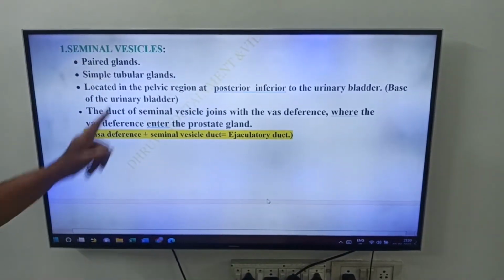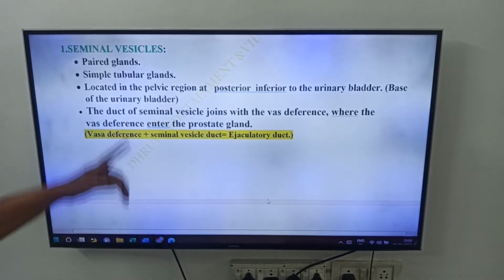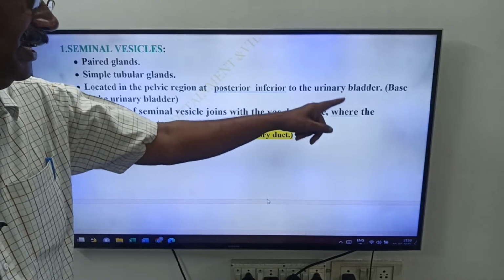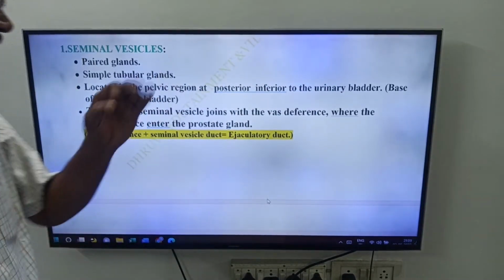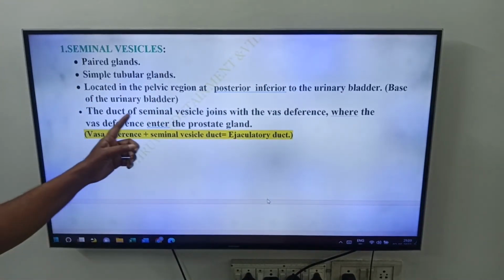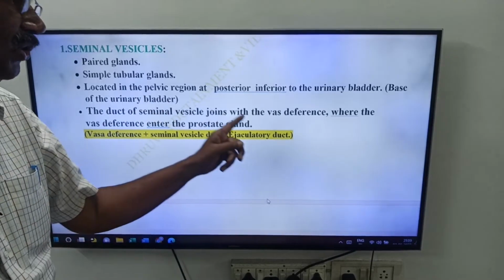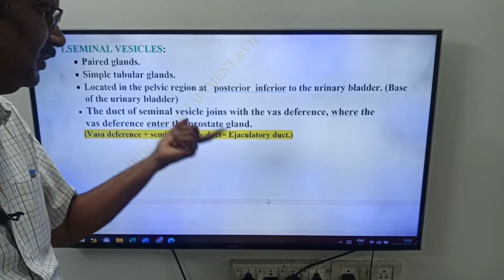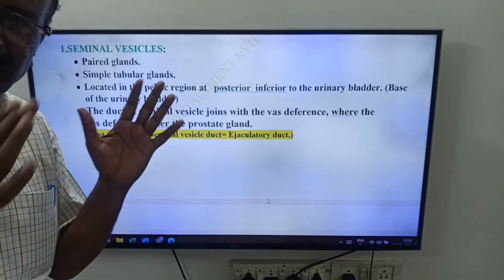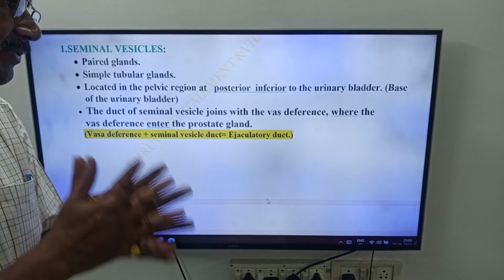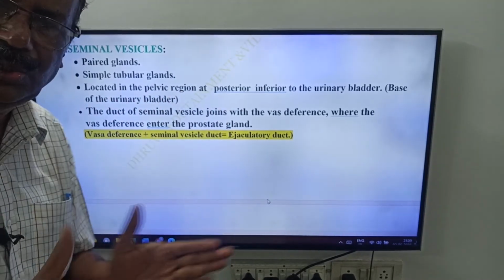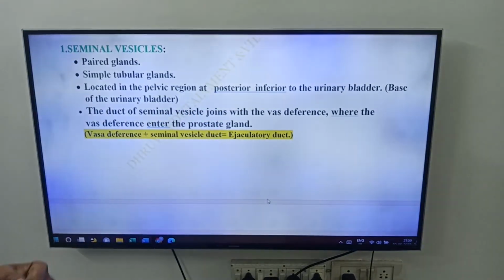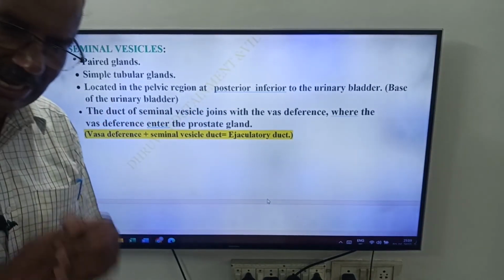Paired glands, simple tubular glands located in the pelvic region, posterior inferior to the urinary bladder or at the base of the urinary bladder. The duct of the seminal vesicle joins with the vas deferens, where the vas deferens enters into the prostate gland. The duct of the seminal vesicle joins with what, friends? Vas deferens, and the two together form what? Ejaculatory duct. This is formed where, friends? At the entrance of the prostate gland.